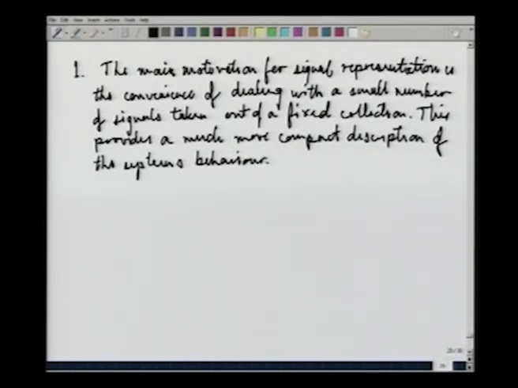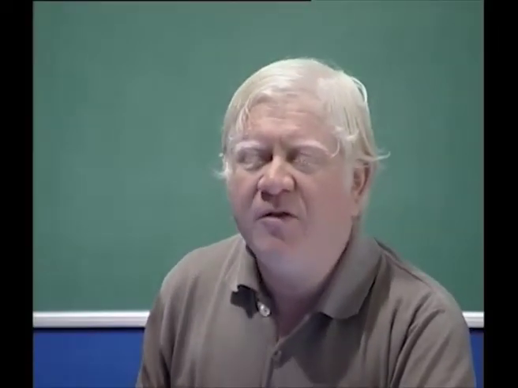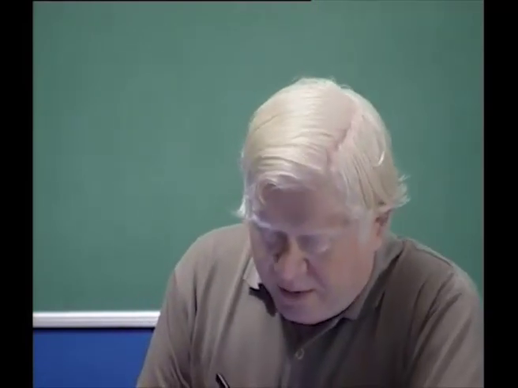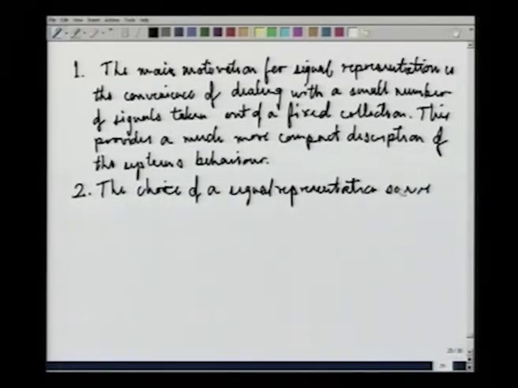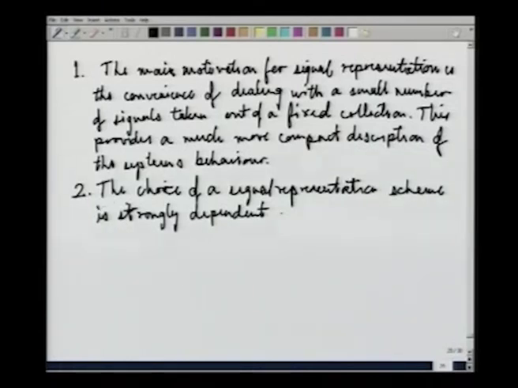All right. Next, and this is probably very important, particularly so because most textbooks do not lay, in my opinion, sufficient emphasis on this very, very important point: the fact that the choice of a signal representation scheme is strongly dependent upon the systems we are concerned with.